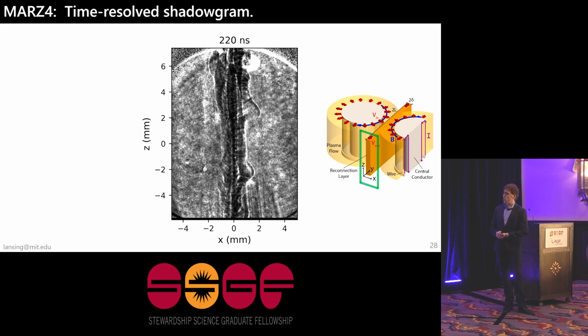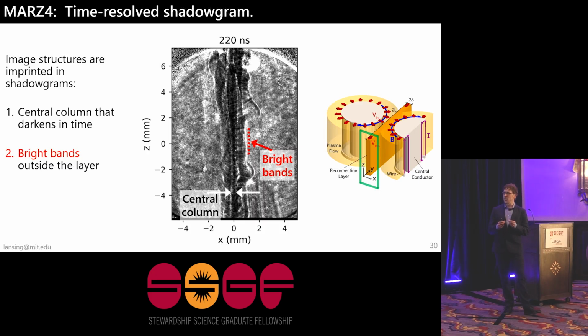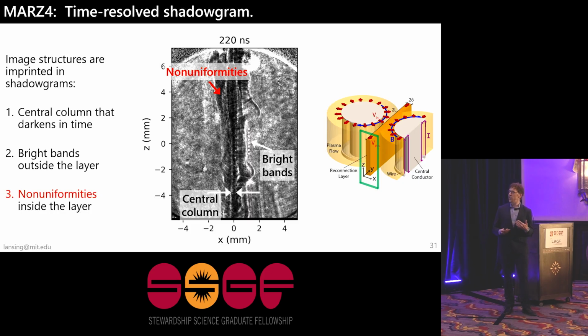So there are a few image features that we can immediately see. First, at the center, we see this dark central void. This is the result of that dense reconnection layer that is refracting light outwards away from the center. We also see bright intensity bands outside the layer. And from simulations, we believe this could be due to MHD shocks in our system. And then lastly, we see some evidence of axial non-uniformities, small perturbations throughout this field of view, which could be consistent with the presence of instabilities in our system.